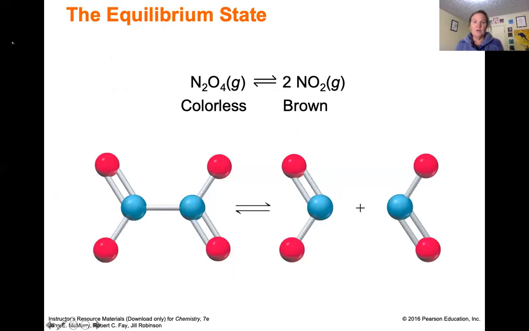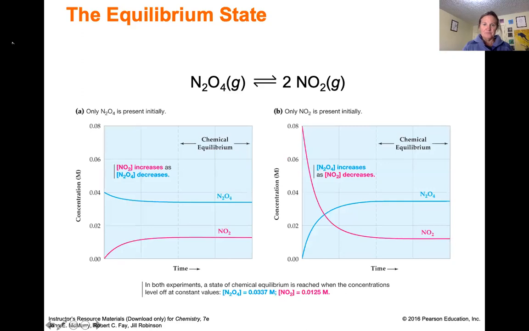So for example, when we have this reaction of dinitrogen tetroxide, N2O4 going to 2 NO2s. At some point, the reaction is going to stop happening. So if we start with just N2O4, it will react to form NO2. Not necessarily every molecule will react, it just depends on the equilibrium constant.